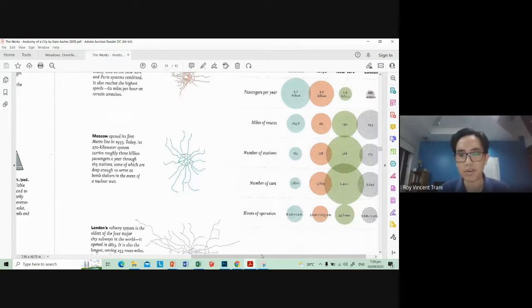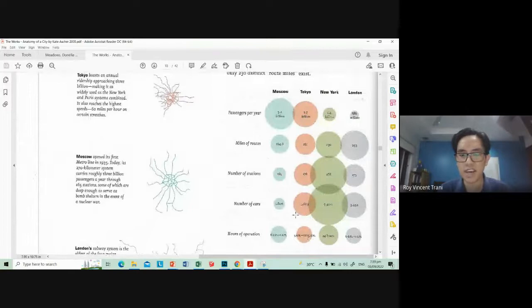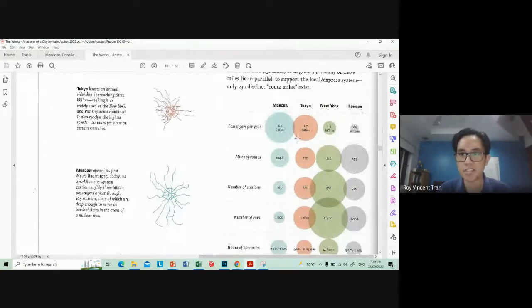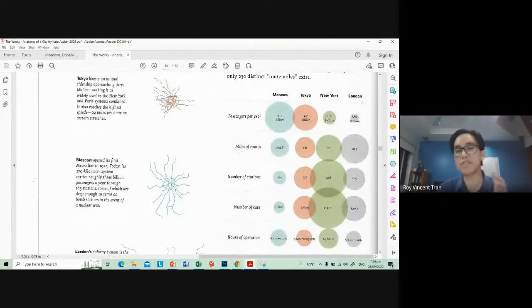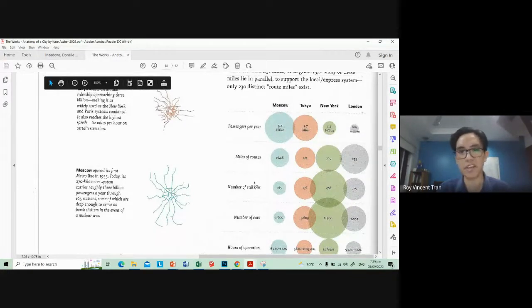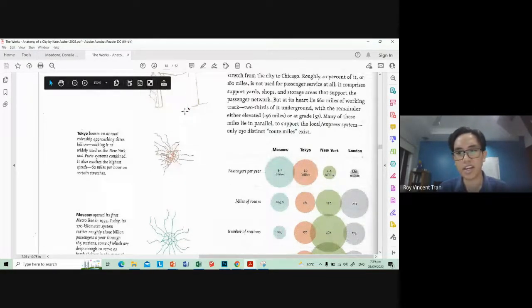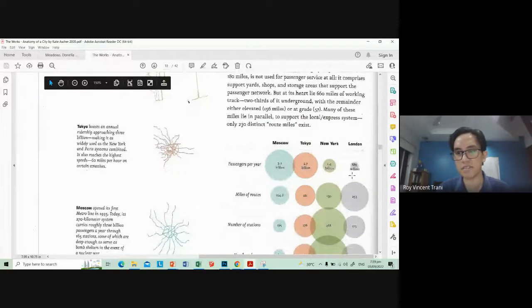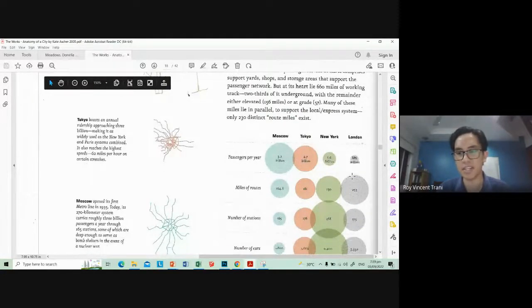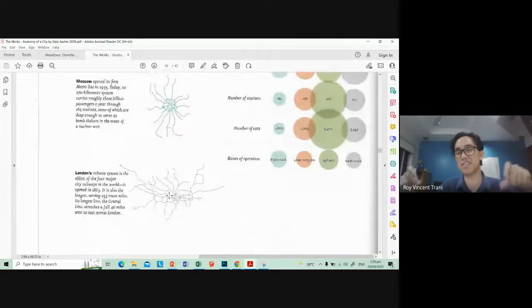And then if you go over here, you can see the number of passengers per year. The more efficient the subway system or train system, the more passengers they can service. So in Moscow, this is in Russia, they have 3.2 billion passengers per year. Tokyo has 2.7, New York has 1.4, and then London seems to be the least efficient at only 886 million. But maybe because they're using other modes of transportation.